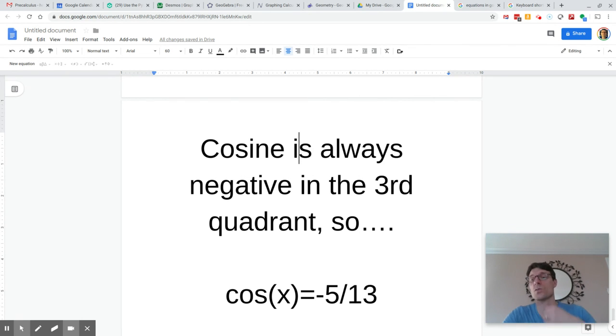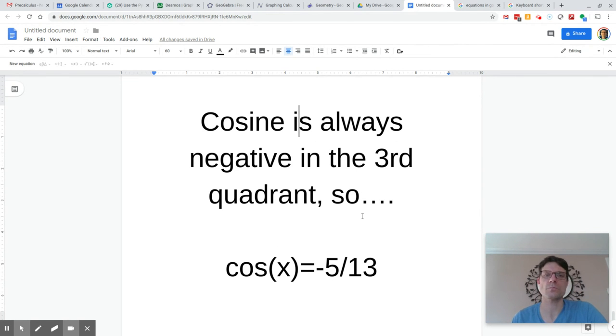Sometimes, like if this was the fourth quadrant, for example, the cosine of x would stay positive, it would be 5 over 13. So it really depends on your quadrant. I hope that helps a little bit on this.